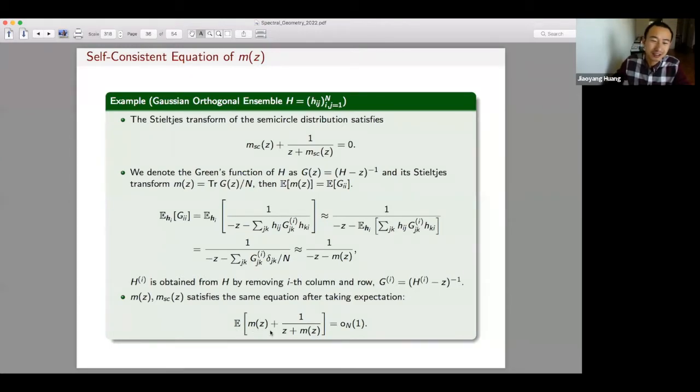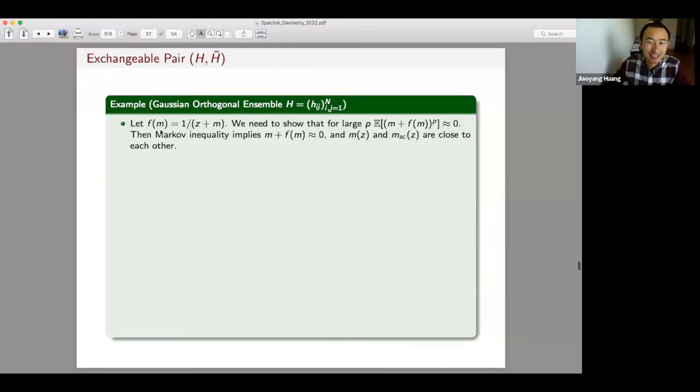And to show that m satisfies this equation without even taking the expectation, we will compute the high moment of this observable. If we denote f(m) to be 1 over z plus m, then we will show for some large number p that the expectation of m plus f(m) to the power p is small. Then by a Markov inequality, we can show m plus f(m) is small. And by perturbation, we get that m and m_sc are close to each other.